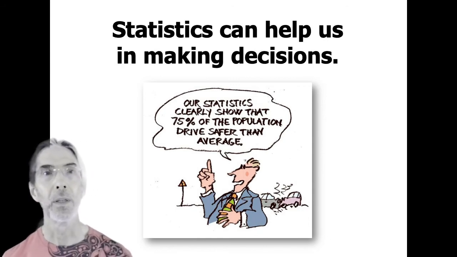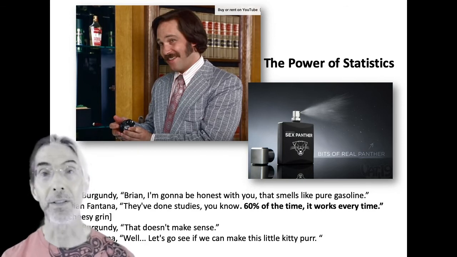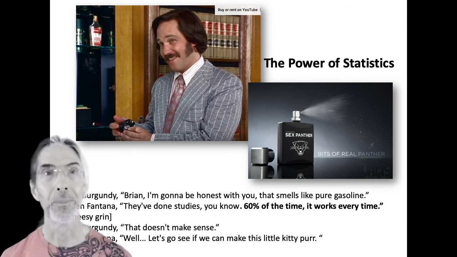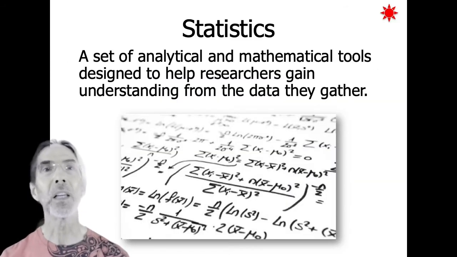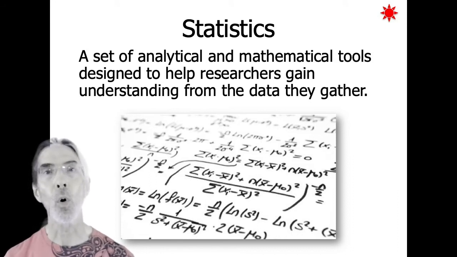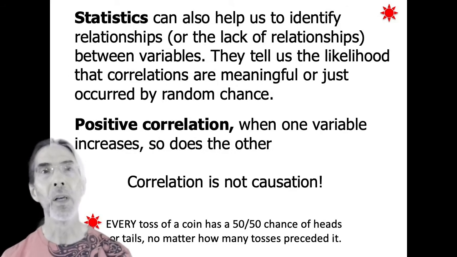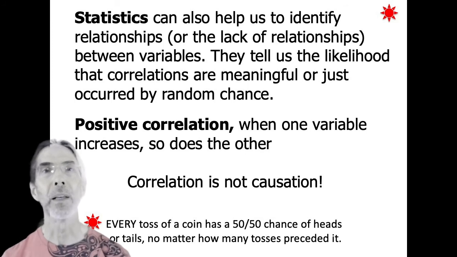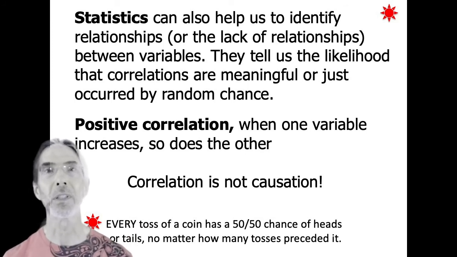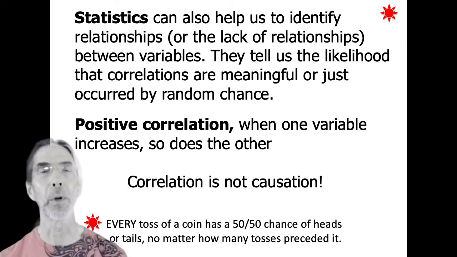Brian Fantana says, 60% of the time, it works every time. Bad statistics. I'll explain more in a minute. Okay, statistics are a set of mathematical tools to help one analyze the meaningfulness of correlations. Positive correlation is when one variable correlates with the occurrence of another variable, but it's always important to remember correlation is not causation. Critical attention must be paid to both the statistics and the experimental design to determine if there is a causative correlation between two phenomena.